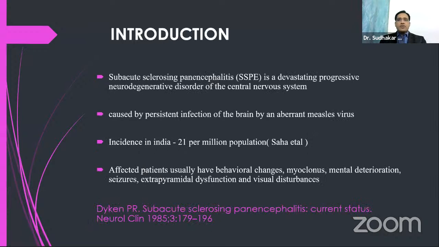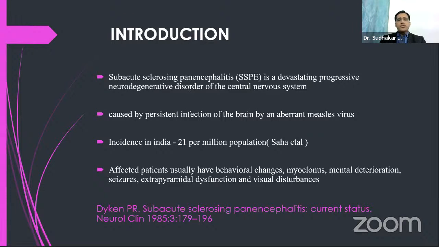Now, first of all, the introduction. As we all know, subacute sclerosing panencephalitis is a devastating, progressive neurodegenerative disorder of the central nervous system. It is caused by persistent infection of the brain by an aberrant measles virus. The incidence in India, as per Saha et al., is 21 per million population. It is a huge number for India because we are a populous country.